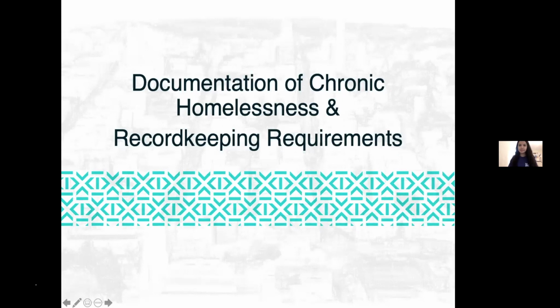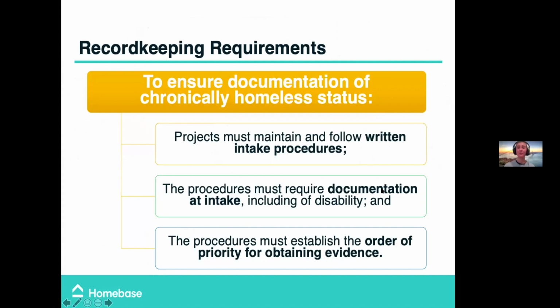Awesome. Thank you, Nicole. So we're going to talk about how to document chronic homelessness. On the next slide, I've just laid out some of the requirements that HUD established in the CoC program interim rule. The rule requires that CoC-funded projects have certain written policies and procedures. And in short, what this slide says is that you have to have policies and procedures that lay out how you're going to document client eligibility, and they have to reflect HUD's rules. So those are the rules that we're about to go over.